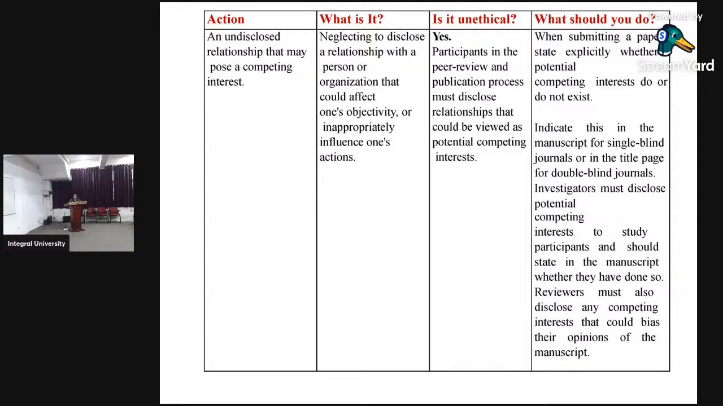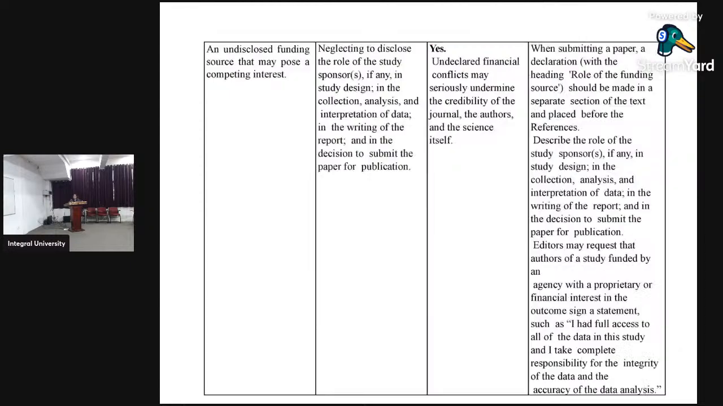Indicate this in the manuscript for single blind journals or on the title page for double blind journals. The cover page should include whether you have given the names of reviewers who are known to you. So even if you are not disclosing the reviewer, it's a duty of the reviewer to disclose this. The onus is not on the author so much as it is on the reviewer or the editor to declare any kind of competing interest.